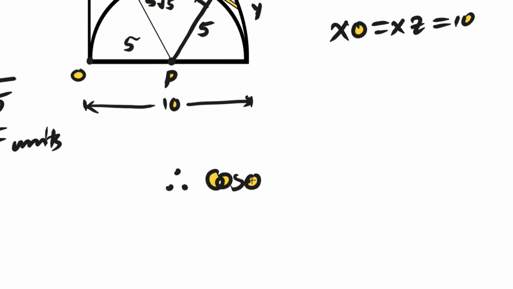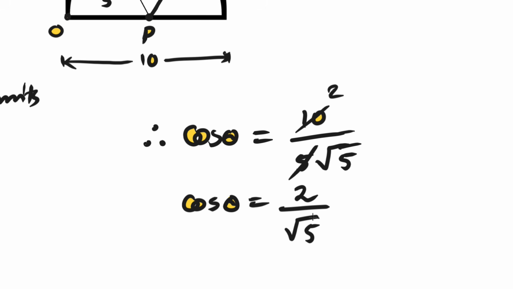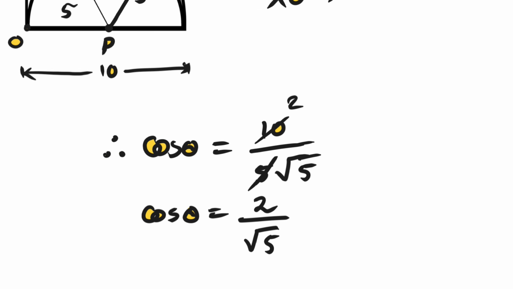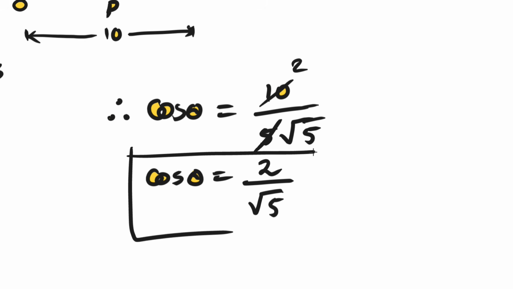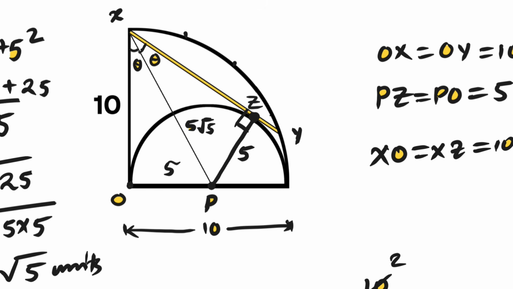Therefore, cosine theta equals 10 divided by 5 times the square root of 5. We can simplify by canceling the common factor of 5 from the numerator and denominator. That leaves us with cosine theta equals 2 divided by the square root of 5. Keep that result carefully because we are going to use it in the next step.